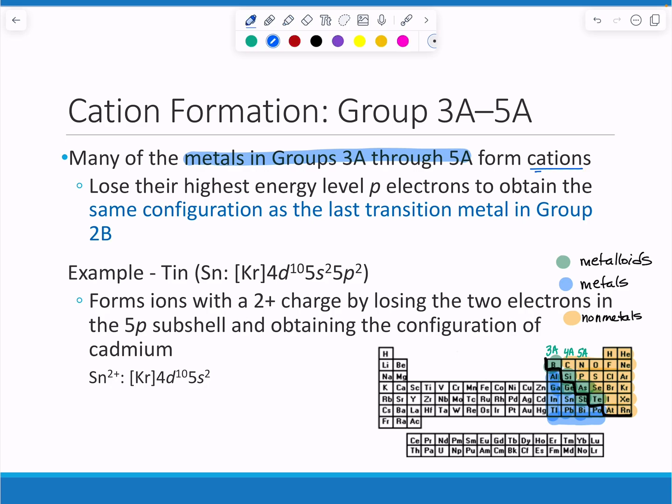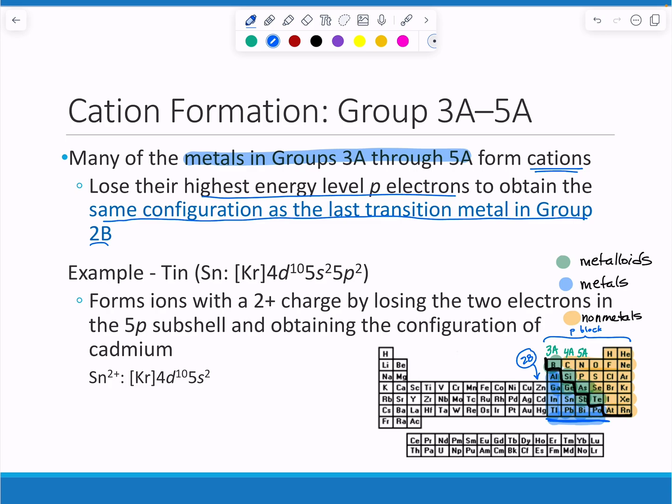And so if you recall, this right here is the P block. So the metals that are in this region have P electrons. So what they're going to do is they're going to lose their highest energy P electrons, and their goal is to form the same electron configuration as the last transition metal in group 2B. So the question is, where's group 2B? Right here. So that's group 2B.